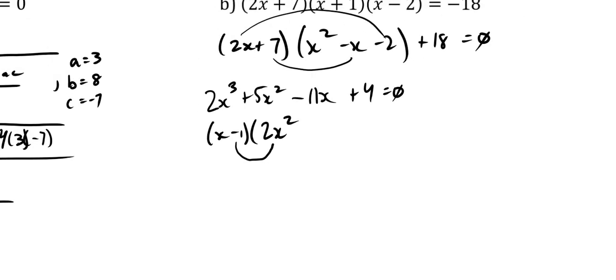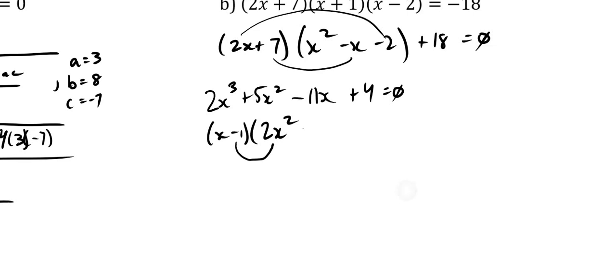If you're still doing synthetic division, it's fine. I'm not trying to talk you out of it. I'm just saying there is a faster way. Just could zoom in a little bit more. So I know this is going to be a 2x squared because those are the only terms that are going to give me x cubed to give me 2x cubed.